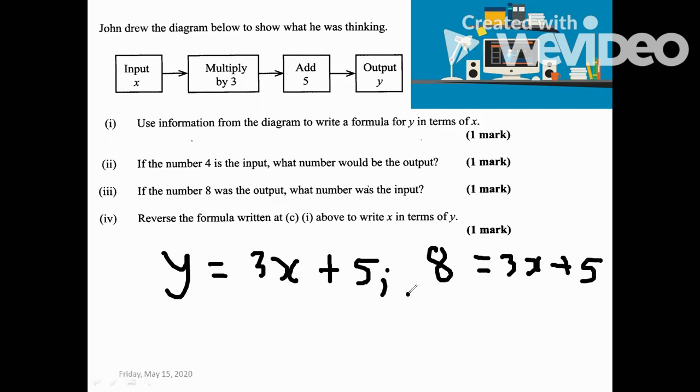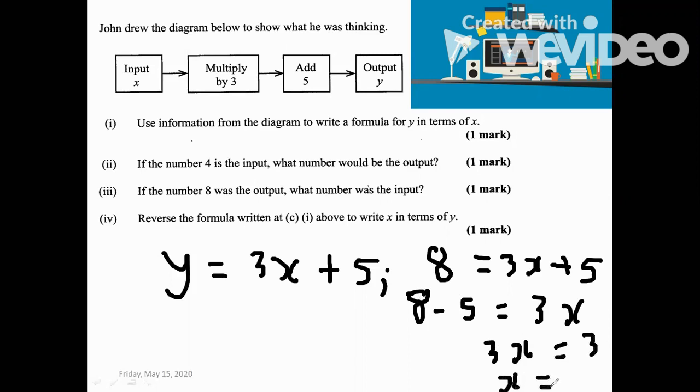So we're going to have 8 subtract 5 equals 3x. All right, now 5 from 8. What's 5 from 8? 5 from 8 is 3. So we have 3x equal 3. So therefore x is equal to 1. So when the output, which is y, is equal to 8, the input is 1.